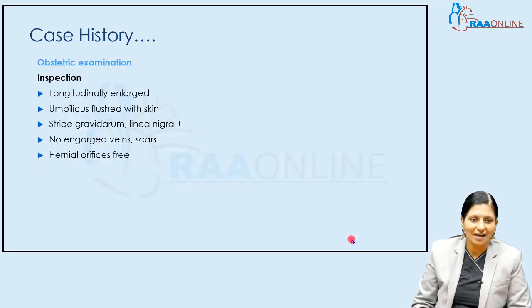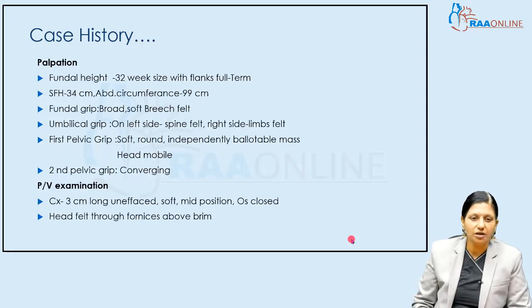On obstetrical examination, on inspection, the abdomen is longitudinally enlarged, umbilicus flushed with skin, striae gravidarum and linea nigra present, no engorged veins or scar marks, and hernial orifices are free. On palpation, the patient has a fundal height of 32 weeks size with flanks full at term, symphysiofundal height 34 centimeters, abdominal circumference 99 centimeters, fundal grip shows broad soft breech. Umbilical grip: on the left side the spine is felt and on the right side limbs are felt.